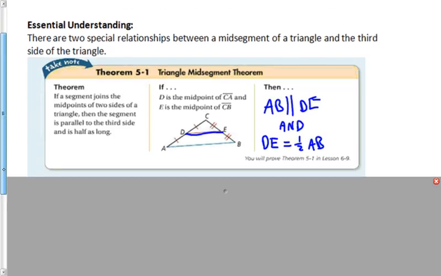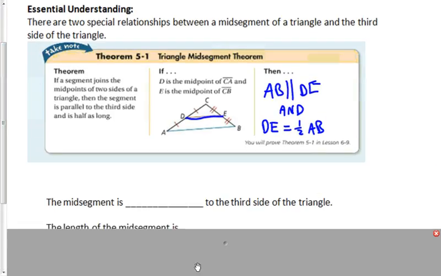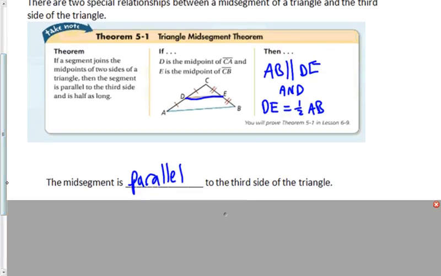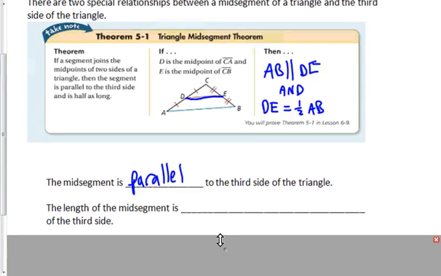Alright, so kind of filling in the blanks straight from that. The midsegment is blank to the third side of the triangle. Well, that would be parallel. The midsegment is parallel. And from the picture, you can kind of tell that as well. But it'll always be that way if it is truly the midsegment. The length of the midsegment is half the length of the third side.